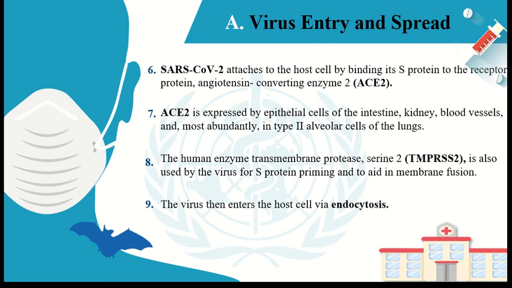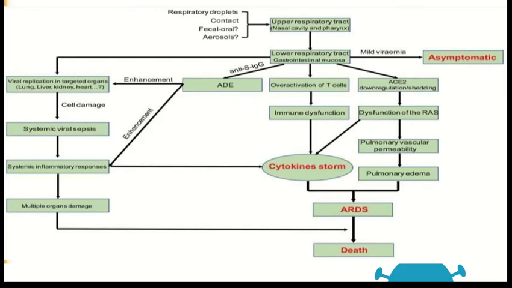SARS-CoV-2 attaches to the host cell by binding its S protein to the receptor protein angiotensin-converting enzyme 2, ACE2. ACE2 is expressed by epithelial cells of the intestine, kidney, and blood vessel, and most abundantly in type 2 alveolar cells of the lungs. The human enzyme transmembrane protease serine 2, TMPRSS2, is also used by the virus for S protein priming and to aid in membrane fusion. The virus then enters the host cell via endocytosis, and we all know what endocytosis is. This is the figure in which you can see all the pathogenesis of COVID-19.